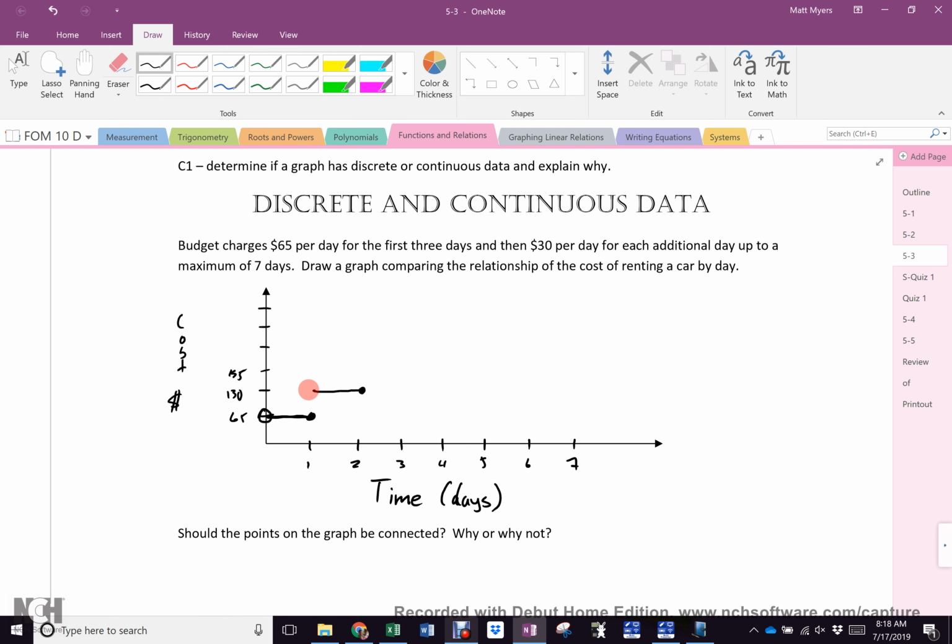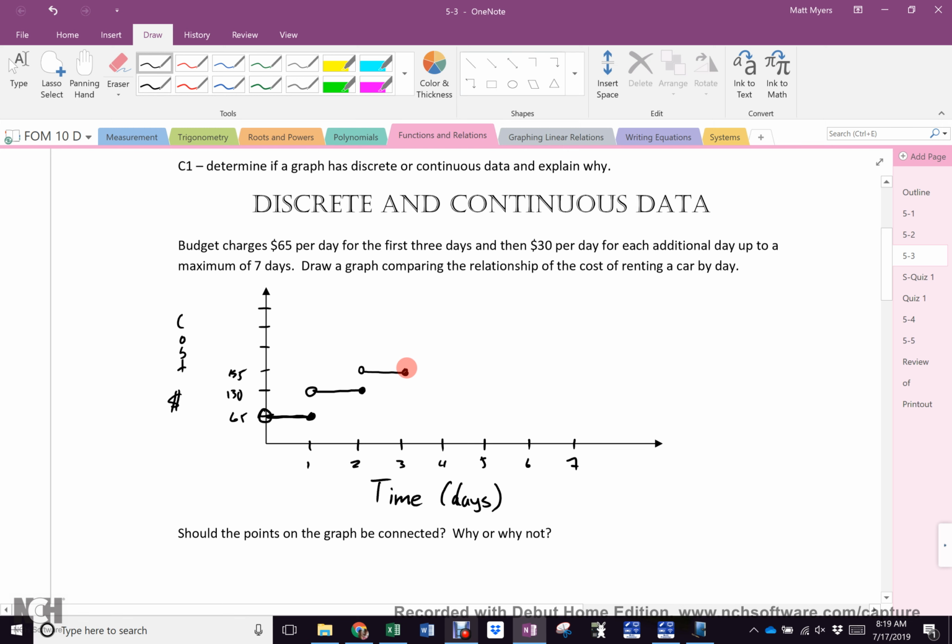An open dot. Why do you think that, Madeline? Pardon me? Right. 1 day is 65. You don't pay more till you go past 1 day. So you need an open dot there. So what do I need at 3 days? Same thing, but up at 195 now.